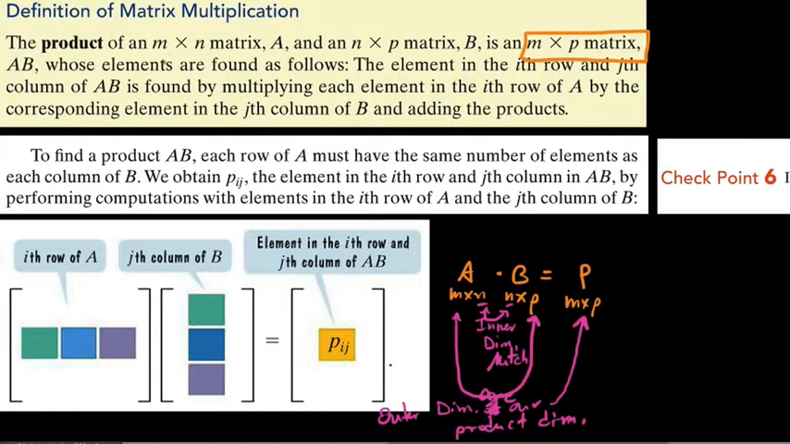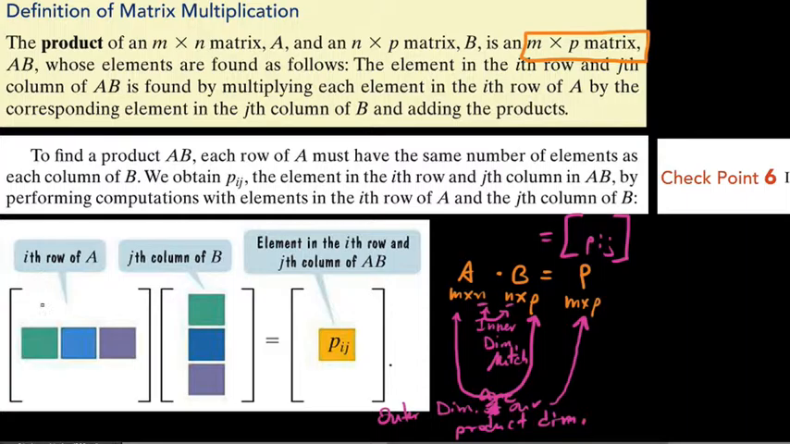So again, we say that the product of an m by p matrix A and an n by p matrix B, where the inner dimensions match, is some m by p matrix AB. We're calling it P here for the product matrix, but we say whose elements are found as follows. In general, the element in the ith row and the jth column of AB, in other words the elements in this matrix over here, which are little p in the ith row and the jth column, we find by multiplying each element in the ith row of A by the corresponding element in the jth column of B and adding the products.